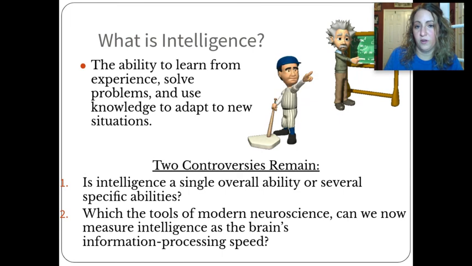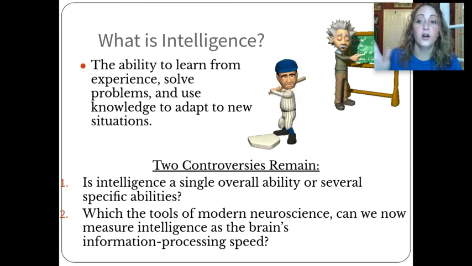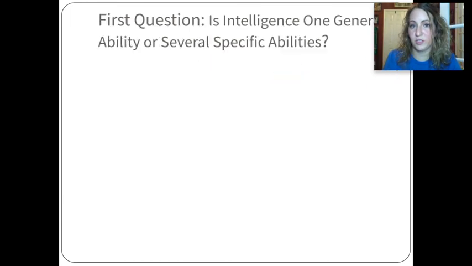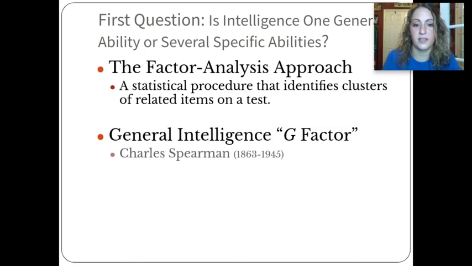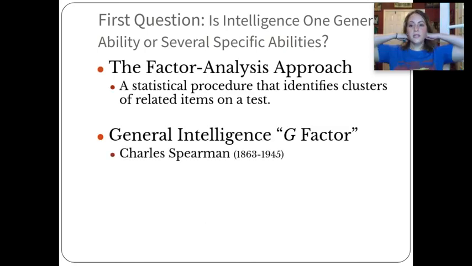So let's look at the first question: what is intelligence? Is it one thing or is it lots of things? Today, we're just going to talk about whether it's one thing, and then tomorrow we'll talk about the idea of lots of things. There was a guy, Charles Spearman. He says intelligence is one thing, and he called it g, or the g factor, g standing for general intelligence. You either have general intelligence or you don't.